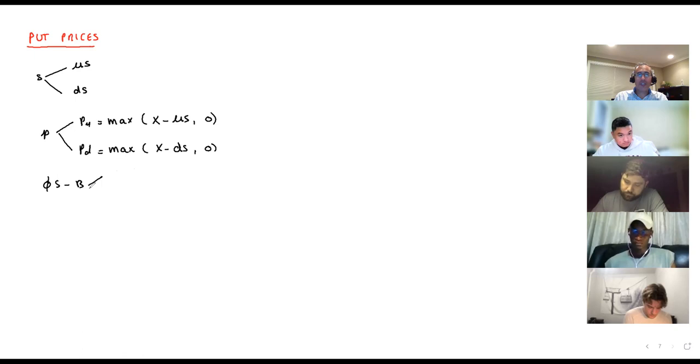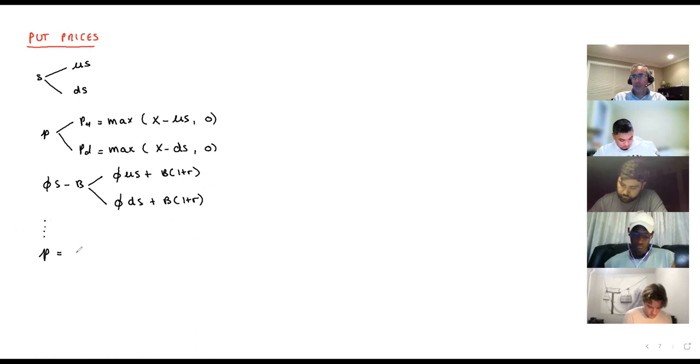Then my portfolio replica is going to be the same. So in the future it can be Psi US plus B1 plus R, or Psi DS plus B1 plus R. Now guys, if you do all the math, exactly the same as we have done, you're going to arrive at an equation, using only method two, in which the put is equal to QPU plus one minus QPD, divided by 1 plus R, where Q is 1 plus R minus D over U minus D, and 1 minus Q is U minus 1 plus R over U minus D.